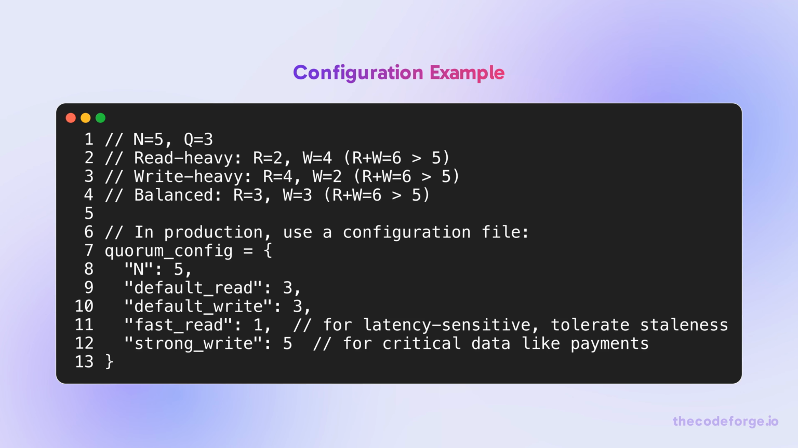Here's a production configuration for N equals 5. For a balanced workload, set both R and W to 3. For latency-sensitive reads, you can use R equals 1, but be aware you might get stale data. For critical writes like payments, use W equals N for maximum consistency.